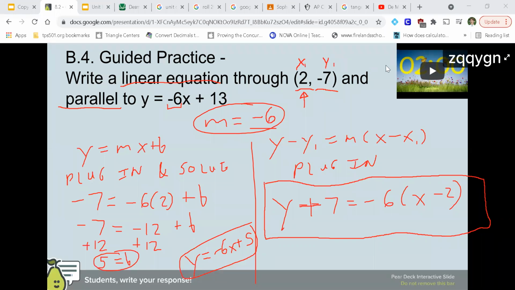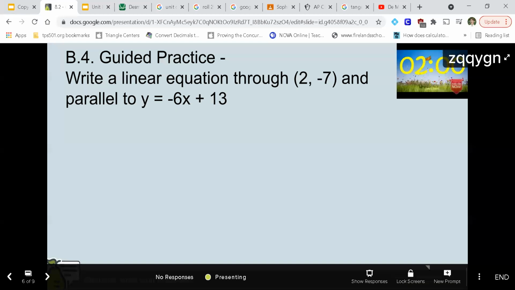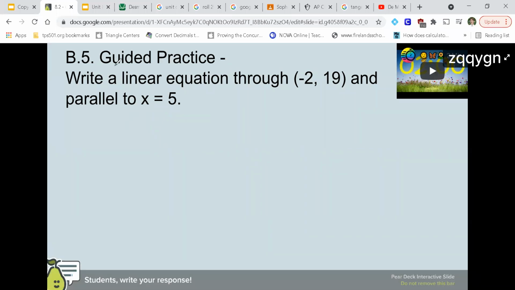Does anybody need more time to write on this one? Okay. So far, we've been doing all of ours as linear equations of y equals mx plus b form. But can you write a linear equation through this point and parallel to the line x equals 5?